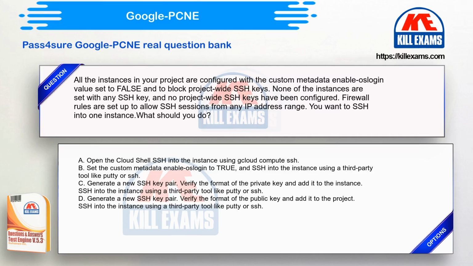Question: all the instances in your project are configured with the custom metadata enable login value set to false and to block project-wide SSH keys. None of the instances are set with any SSH key, and no project-wide SSH keys have been configured. Firewall rules are set up to allow SSH sessions from any IP address range. You want to SSH into one instance.